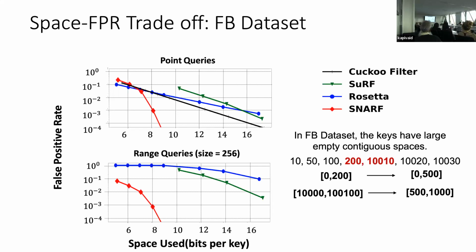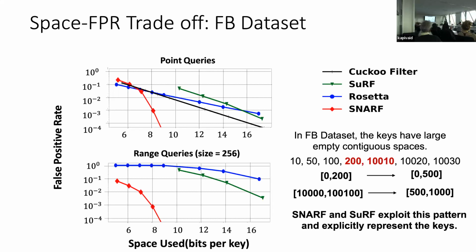Now, if you look at the figure, along with SNARF, SURF is also able to exploit this. For point queries, you can see that SURF, which was really bad compared to Rosetta earlier, is now somewhat similar to Rosetta. We tested SNARF on multiple real-world datasets, and this kind of pattern is quite common in these datasets to varying degrees.